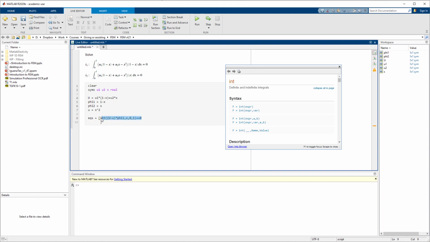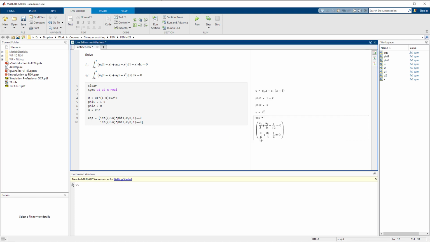If I don't do that and I send it to solve, it's going to automatically assume that it's supposed to be 0. So I'm not going to make a mistake, but I would like to make things more explicit like this. The second one is going to be multiplied by phi2. That's the only difference. Now if I run this, MATLAB will do this integration for me, and this is what I will get back. So now I have a nice system of two equations, which I can send to the solver and get u1 and u2.